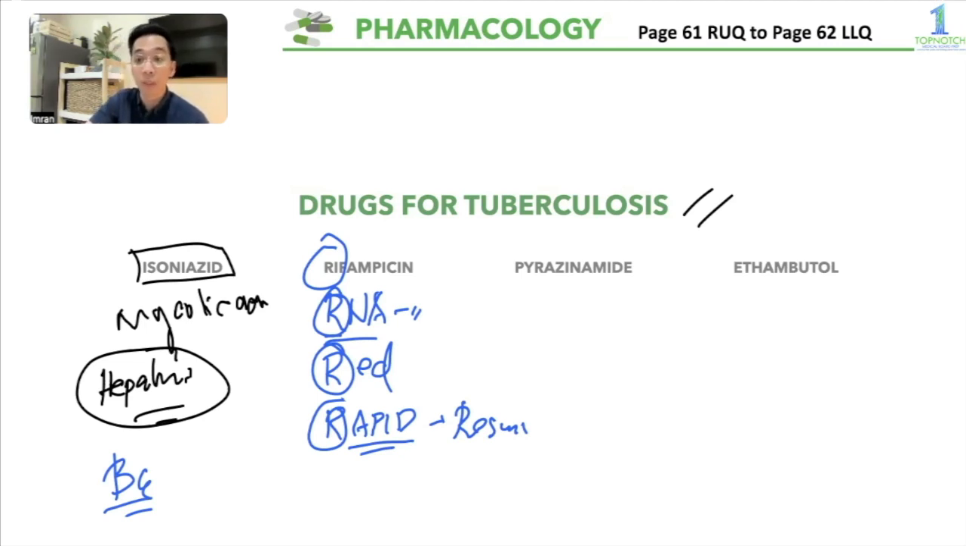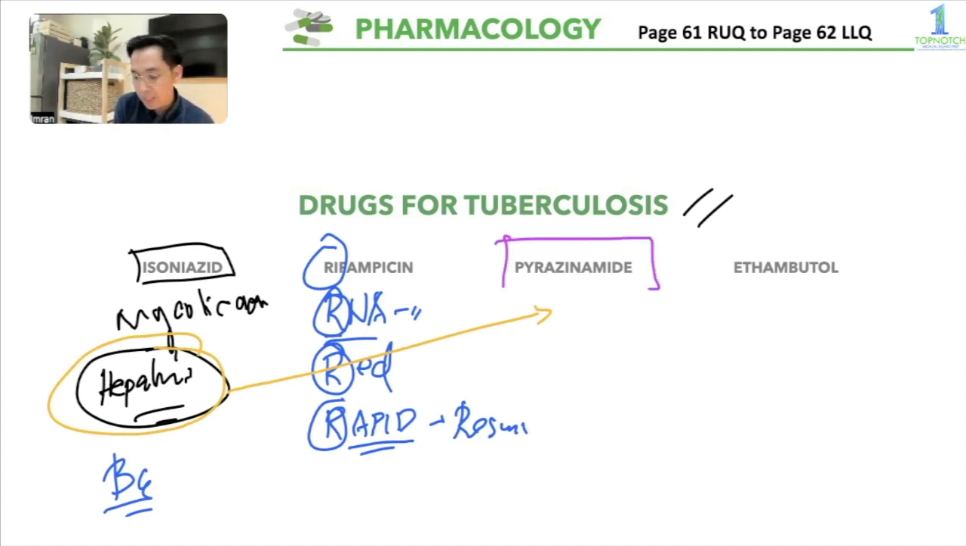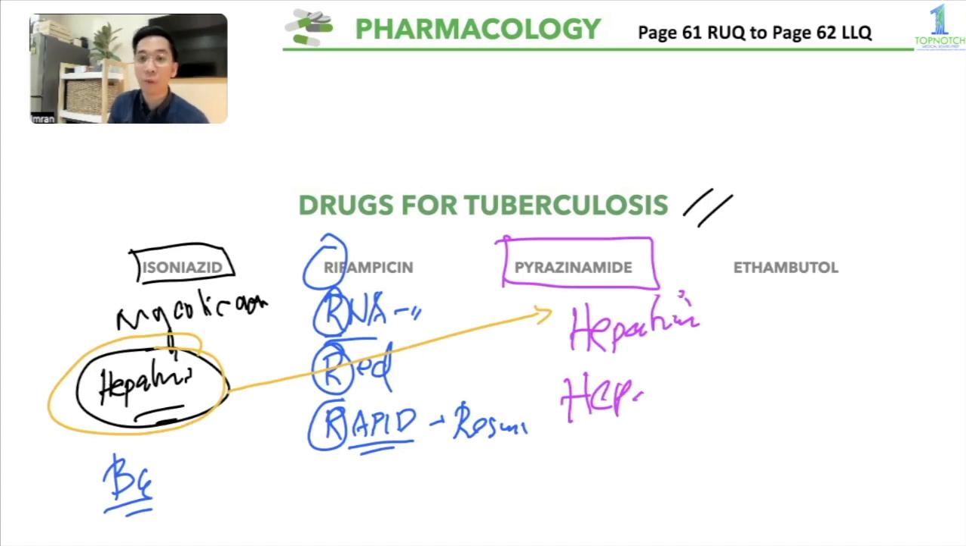During the first 2 months of your therapy. Now, similar to your isoniazid, no? Isoniazid also has hepatitis. It can also cause hepatitis. In fact, your pyrazinamide has the highest propensity to cause hepatitis. It's the most hepatotoxic among the four drugs for tuberculosis. Okay, so that's your pyrazinamide.